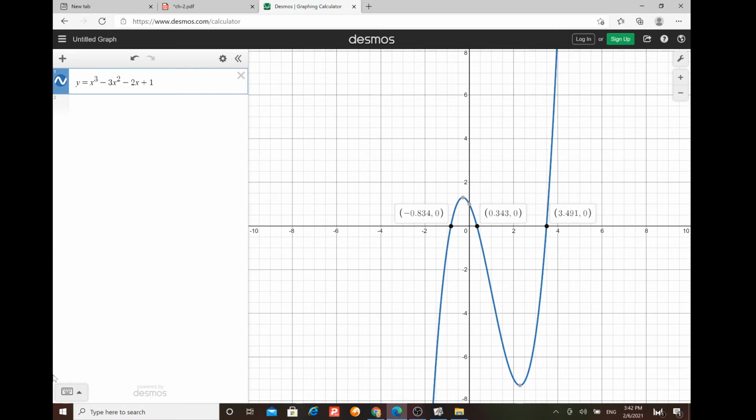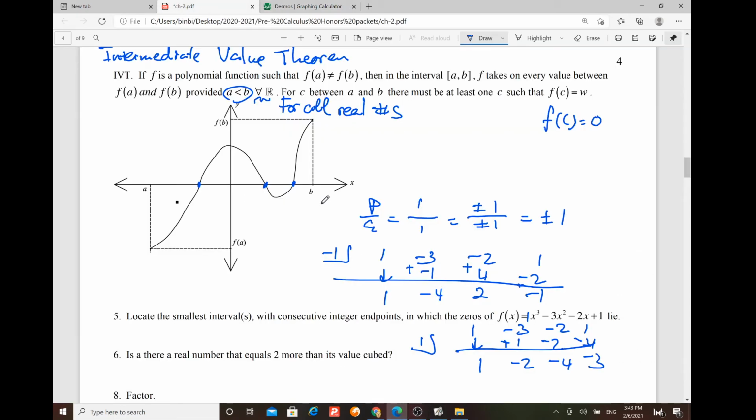Normally this is a graphing calculator problem, because anytime the rational zero theorem doesn't work, that means you need to apply the graphing calculator, either the table or the decimal. So this one is bounded in between -2 and 4, on the closed interval -2 to 4. Consecutive integer endpoints means we're using integers.